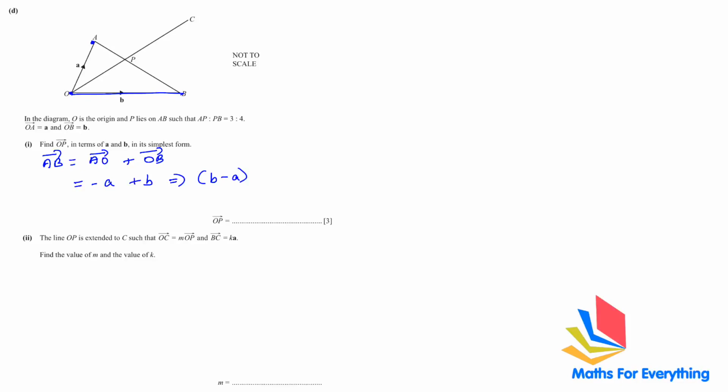Now we know that AP and PB are divided in the ratio 3:4. So how many total parts are there? 7. So this is 3/7 and this is 4/7. So what is AP? AP is 3/7 of AB, which is 3/7 of b minus a. You can leave it for now like that or expand the bracket.